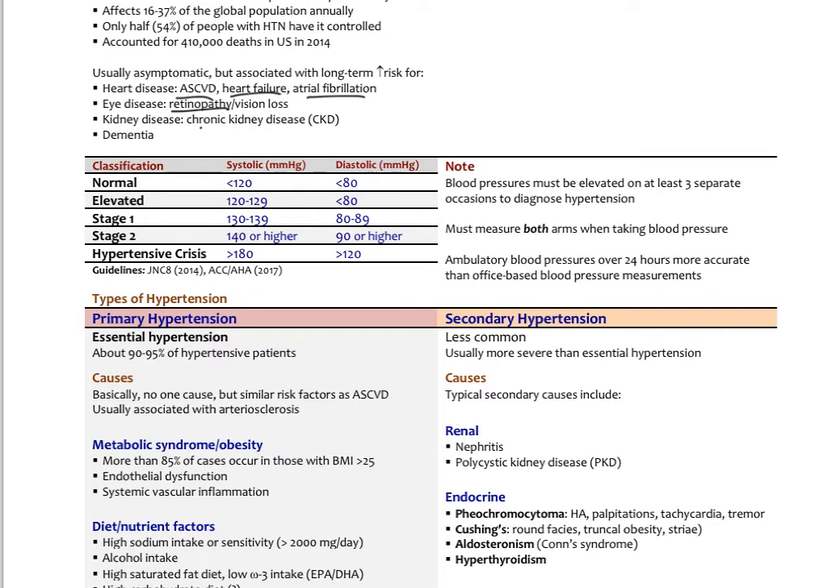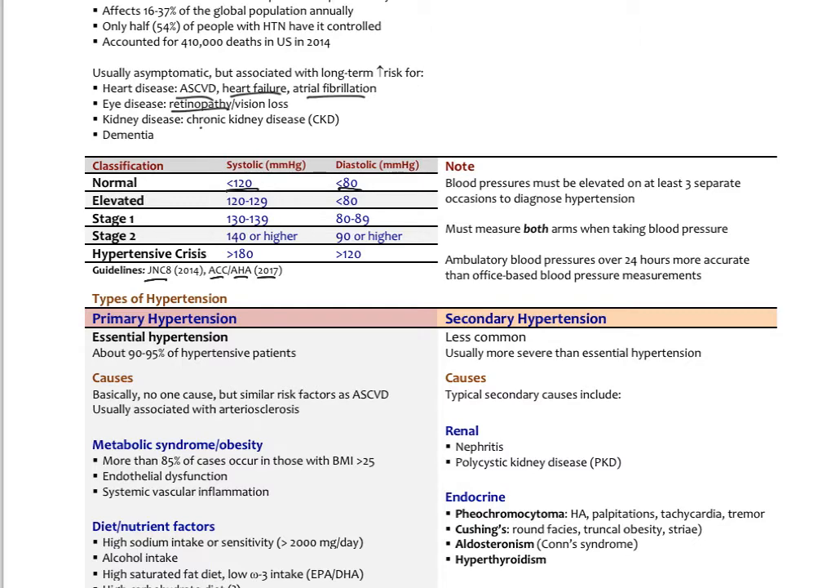In terms of classification, the guidelines kind of shift every few years. Our current guidelines actually come from a couple of different guideline committees. So the Joint National Commission, they put out their 8th report in 2014, JNC 8. And then the American College of Cardiology, American Heart Association have guidelines from 2017. But basically, we consider a normal blood pressure to be anything under 120 over 80. So 120 systolic, 80 diastolic.